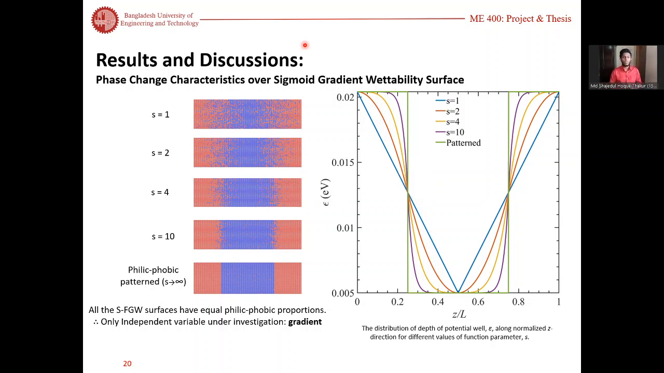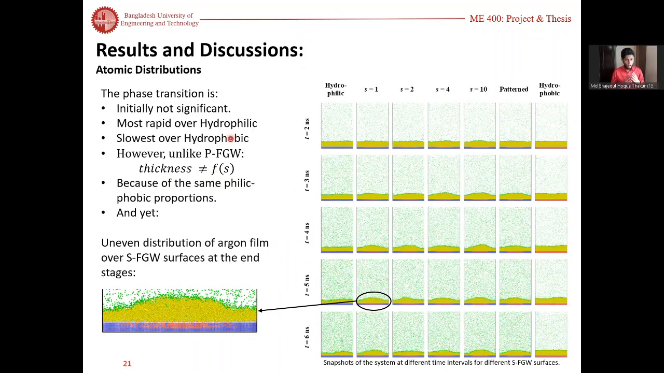We studied sigmoid gradient wettability surfaces because of a special characteristic of the sigmoid function that ensures equal proportions of hydrophilic and hydrophobic atoms throughout the entire surface, regardless of the value of S, as we can see here. And yet, the phase transition is the same as the PFGW surface in the sense that it is initially not significant, most rapid for the hydrophilic, and slowest for the hydrophobic.